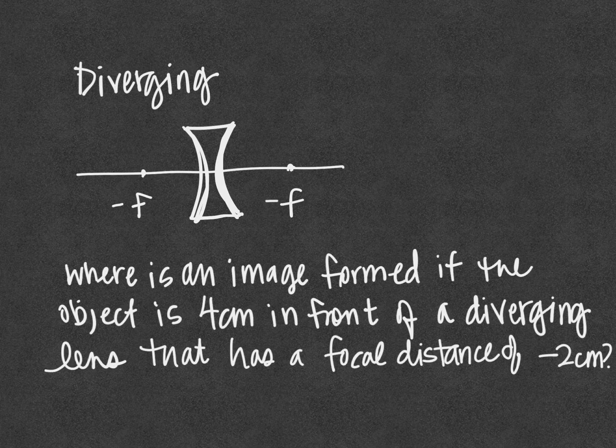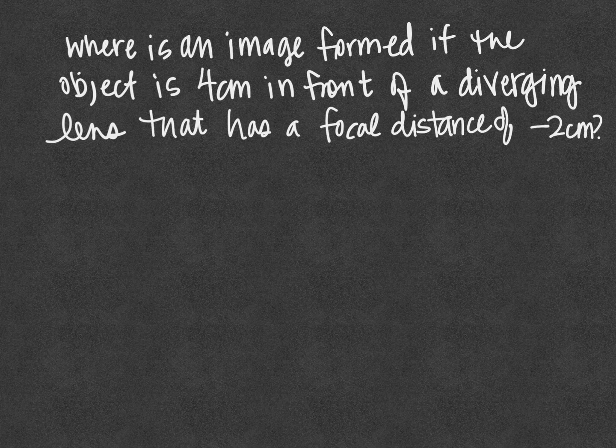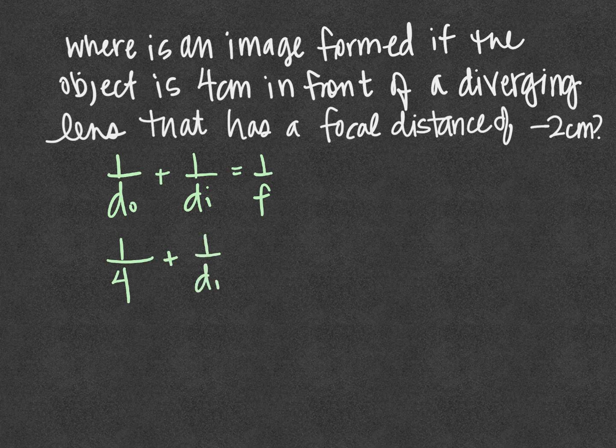So where is an image formed if the object is 4 centimeters in front of a diverging lens that has a focal distance of -2 centimeters? So let's do this using our same equation for our lenses. 1 over dO plus 1 over dI is equal to 1 over f. It's very convenient that the equation for lenses is the same as the equation for mirrors. So 1 over dO, dO is 4, plus 1 over dI is equal to 1 over -2. Don't forget that negative sign. Even if you're not given the negative sign in the question, if it is a diverging lens, we must use a negative sign in front of the focal distance.